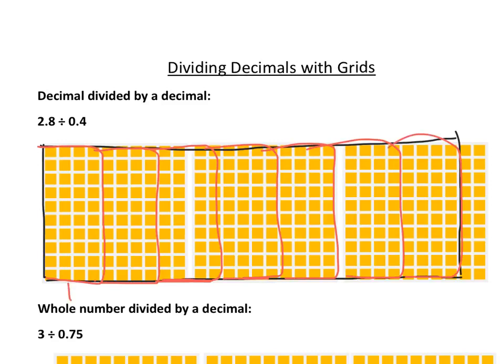So I have 1, 2, 3, 4, 5, 6, 7 groups of 4/10. So that means 2 8/10 divided by 4/10 equals 7.